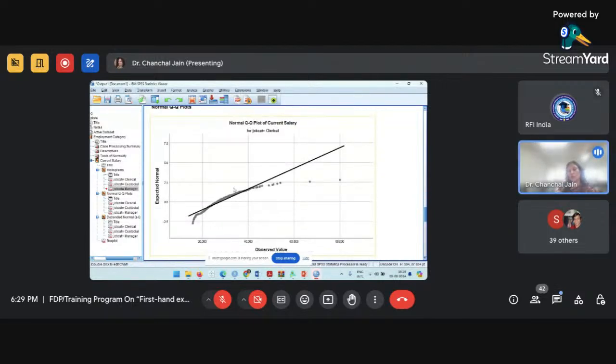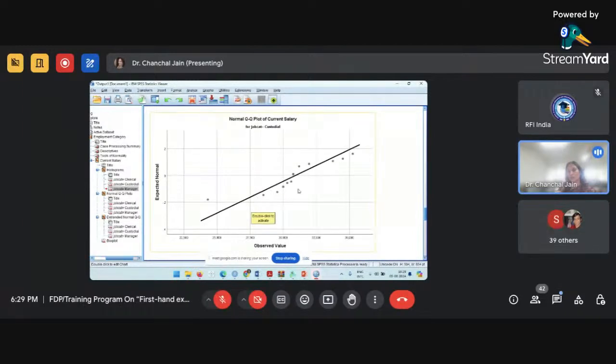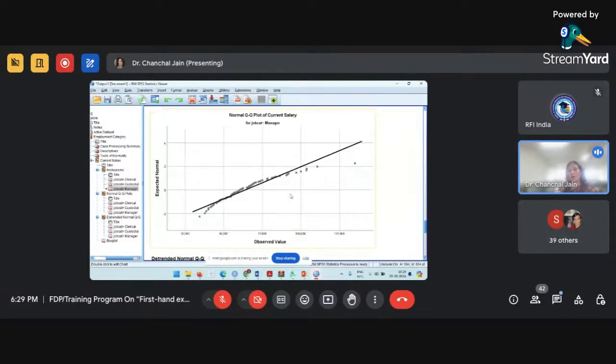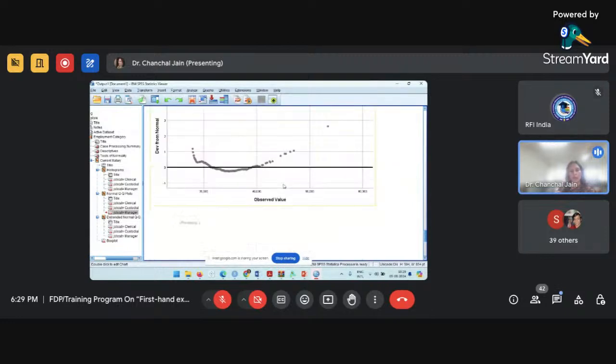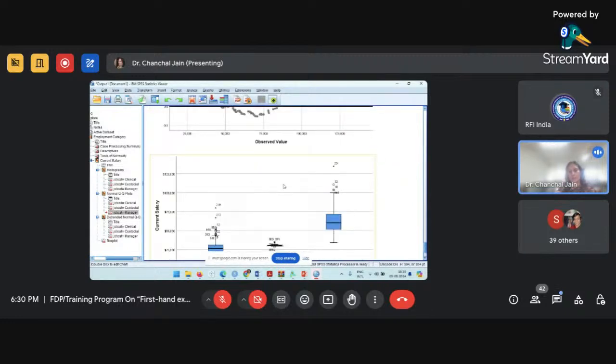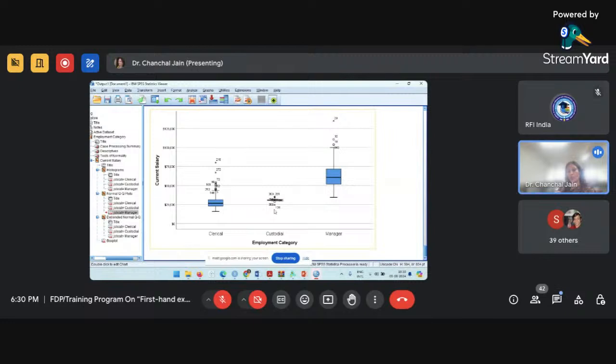Same thing you can see. This is the positively skewed graph. No proper interpretation you can draw here. This is again the positively skewed graph, right? Coming down, looking at your box plots. You can find for all the three categories, clerical, custodial, and manager, we are having 3 box plots for the salary, right? So in all the 3 box plots, we can find that asterisks are present there, right?